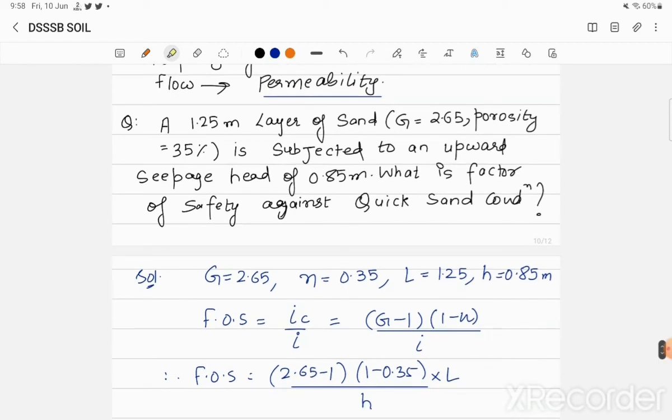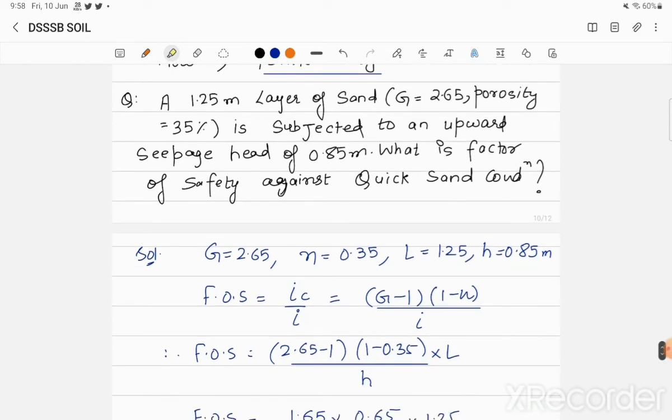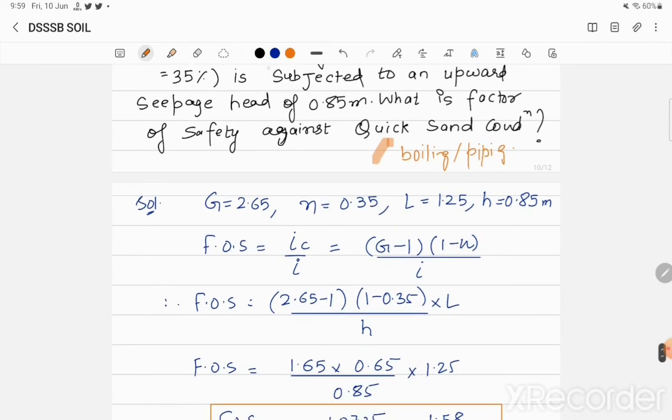A 1.25 meter layer of sand, specific gravity given as 2.65, porosity 35%, is subjected to an upward seepage head of 0.85 meters. What is the factor of safety against quicksand condition or boiling, or factor of safety against piping? So that's how we'll solve it.